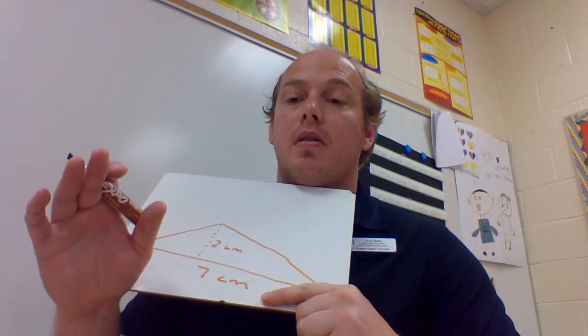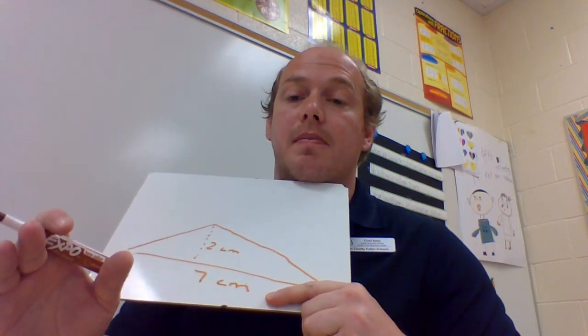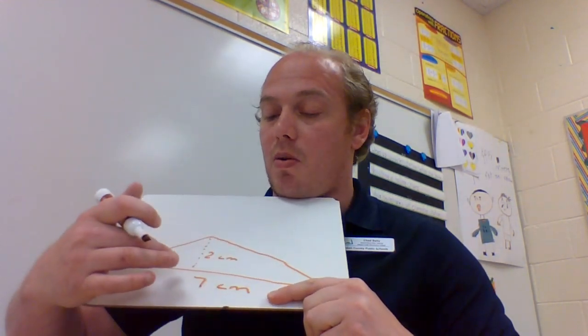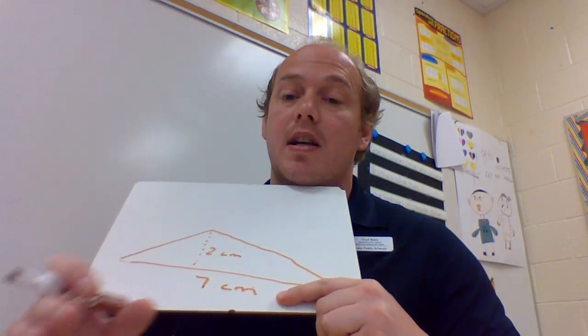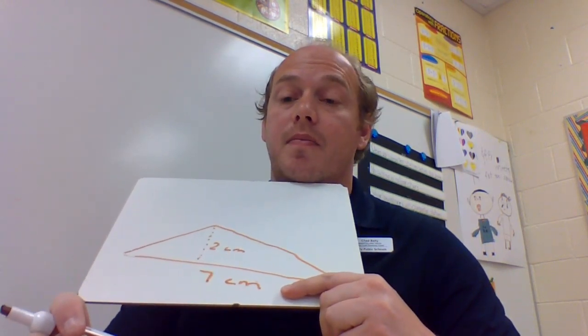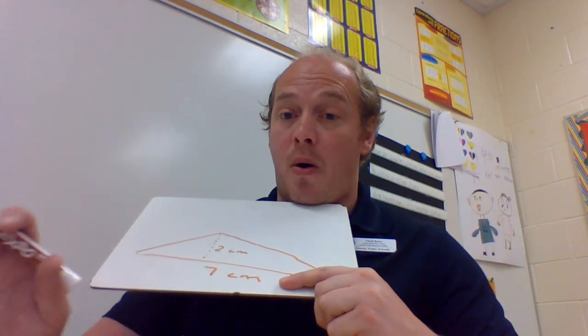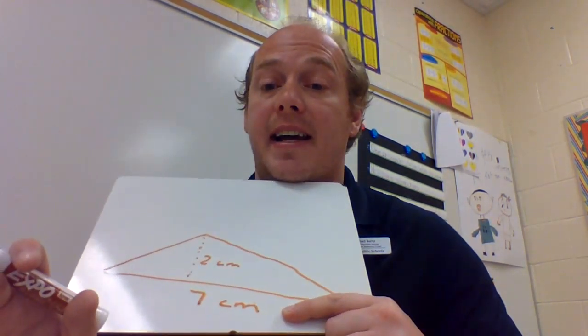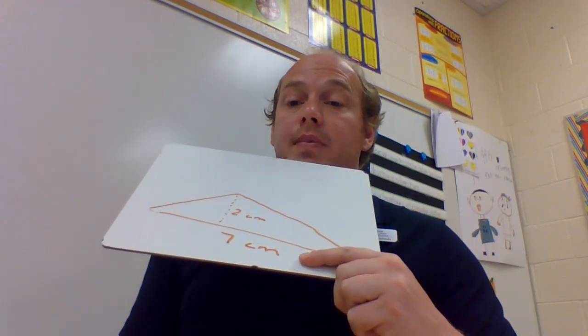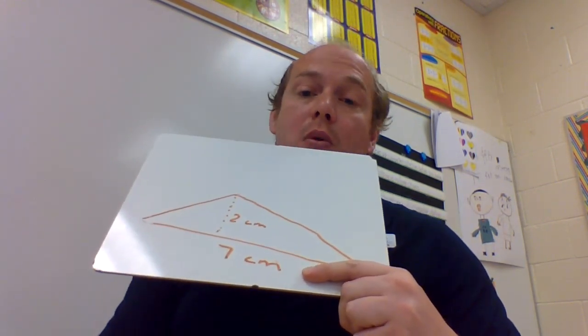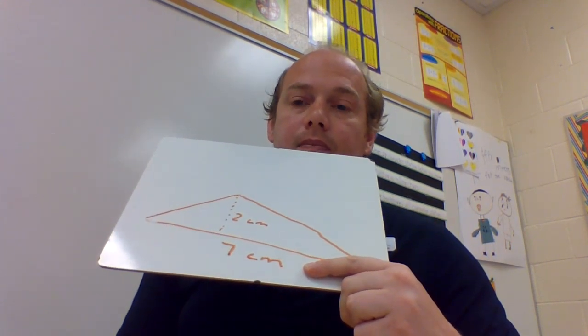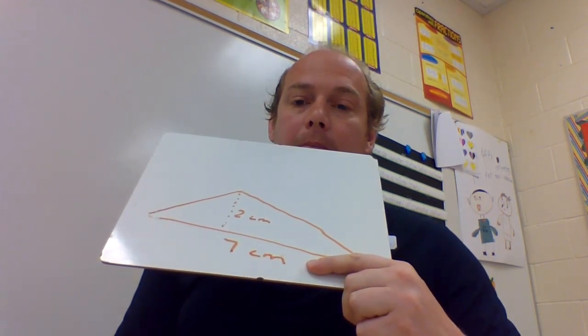So our first step is we're going to multiply those two numbers. We're going to multiply the base or the length, which is 7, times the height or the width, which is 2. 7 times 2 is what? 7 times 2 is 14. And now we're going to divide that in half. So what is half of 14? Half of 14 is 7.